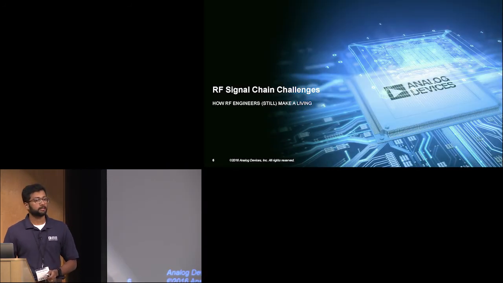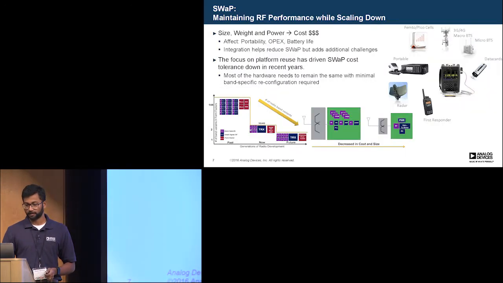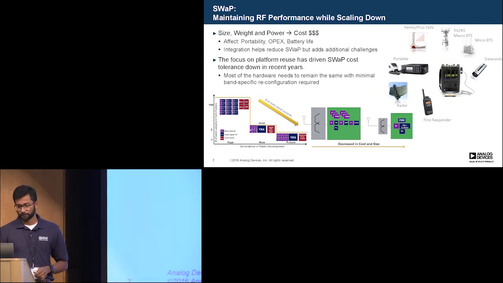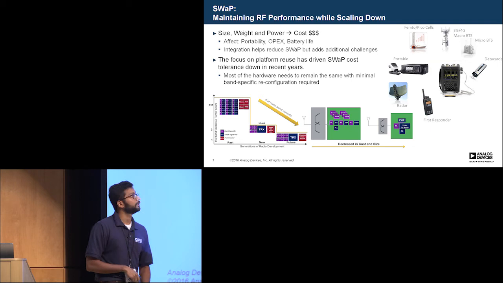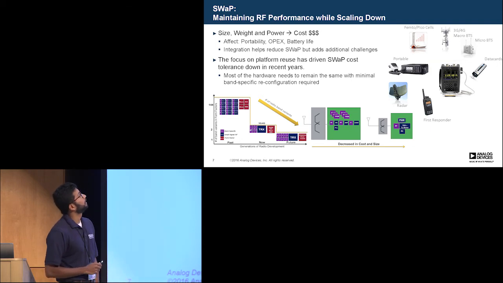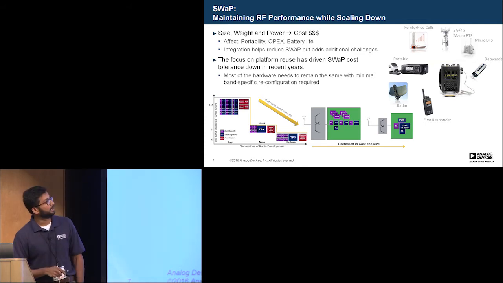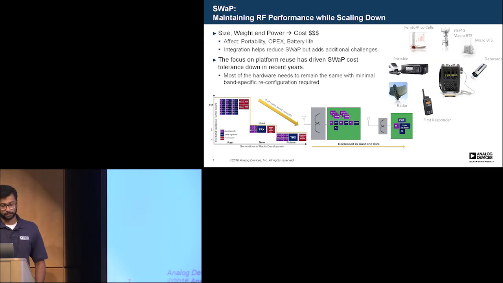RF signal chain challenges, how people like me still make a living. Size, weight, and power. This was discussed yesterday as well by one of the speakers, John, if he's here. Yep. So why is this important? Everyone wants to scale down their SWaP requirement so that you end up having less operating expenses and more battery life. Think about UAVs, for example, or handheld spectrum analyzers. You really want to drive the cost down.